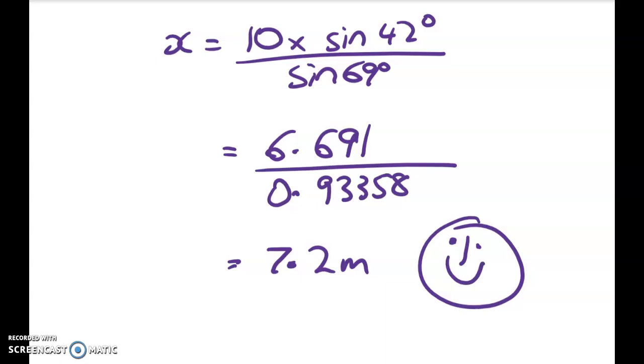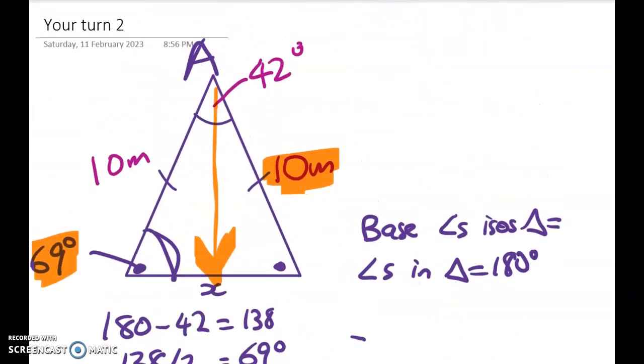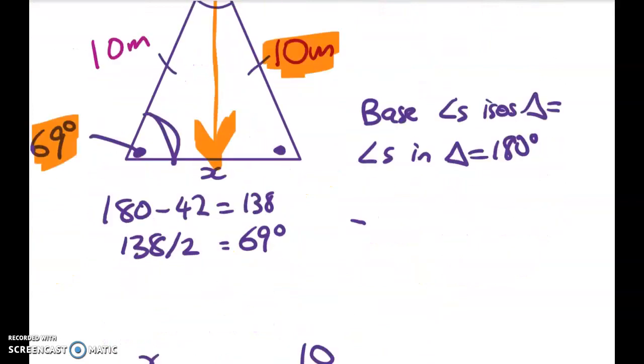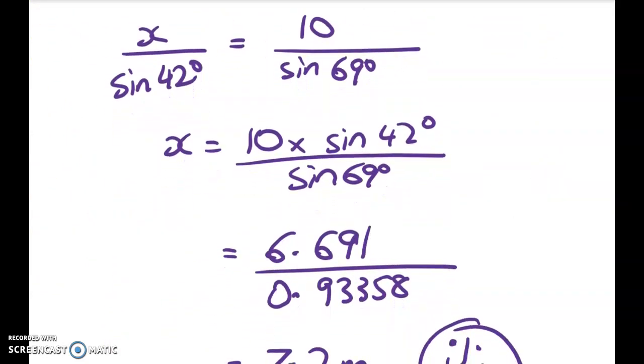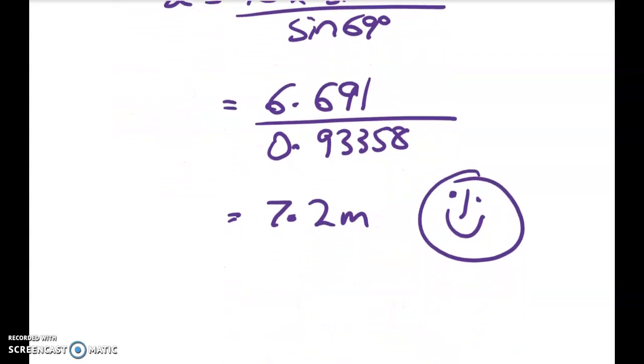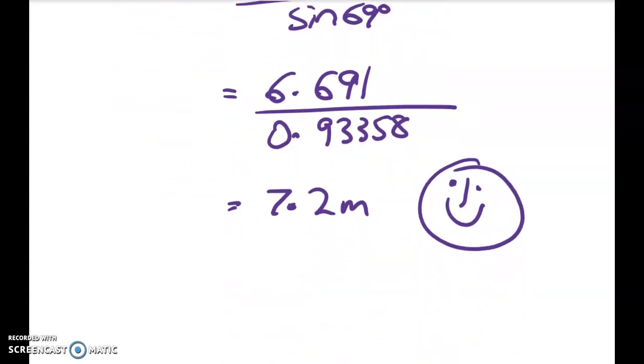So there you go, two ways to do that question, the sine rule way or the cosine rule way. I think I actually prefer the cosine rule way, just because, I don't know, there's less trig to do on your calculator. But both of them are good, and you need to be really confident with both of those methods.